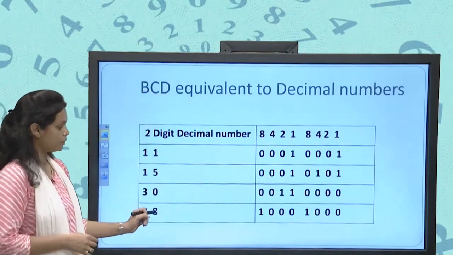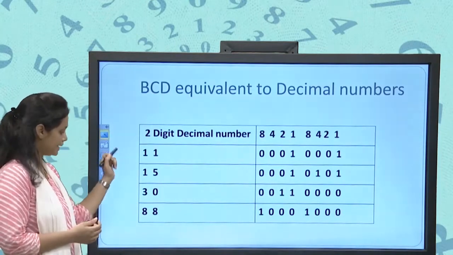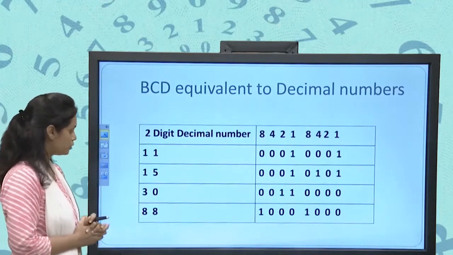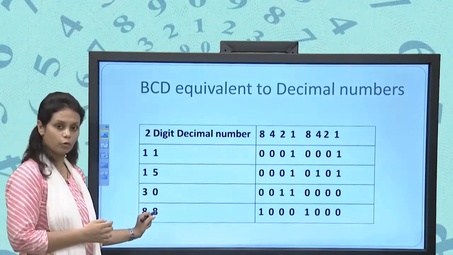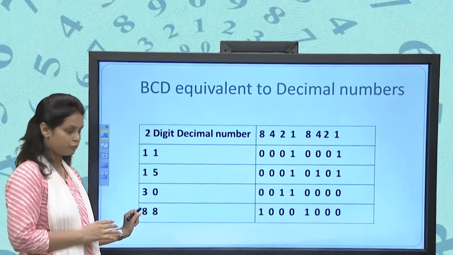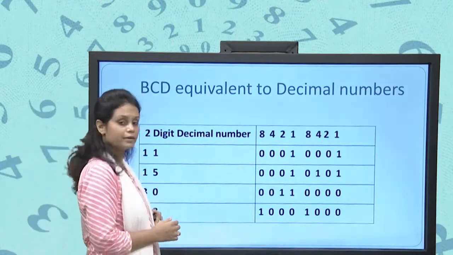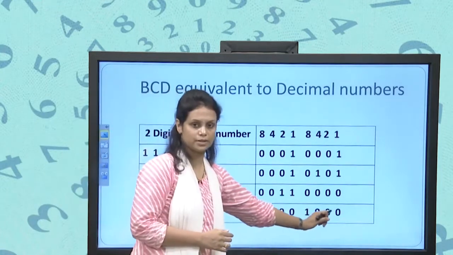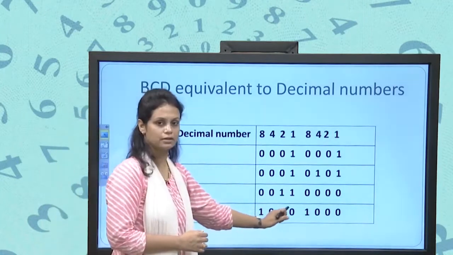Now next our example is 88. We have to convert this 88, that is the decimal number, into the binary coded decimal. How will we display the 88? We will use 4 bits to represent this 8 and 4 bits to represent this 8. Now how will we represent the 8? It is 1 0 0 0, and how will we represent this 8? This is again 1 0 0 0.